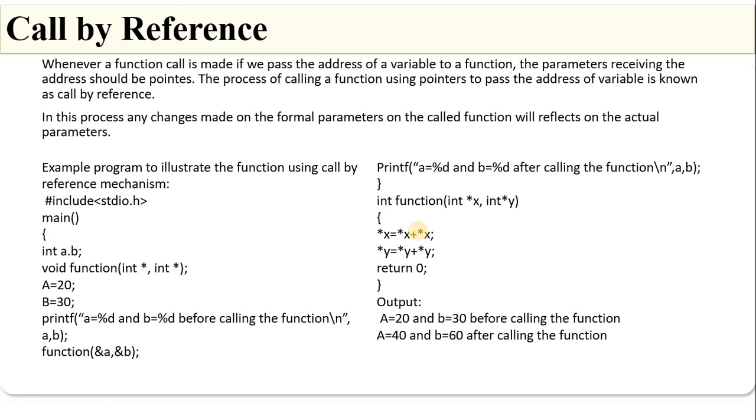Now let us see the call by reference. Whenever we pass the address from the calling function to the called function, it is called a call by reference. Whenever a function call is made, if we pass the address of a variable to a function, the parameters receiving the address should be pointers. The process of calling a function using pointers to pass the address of a variable is known as call by reference.